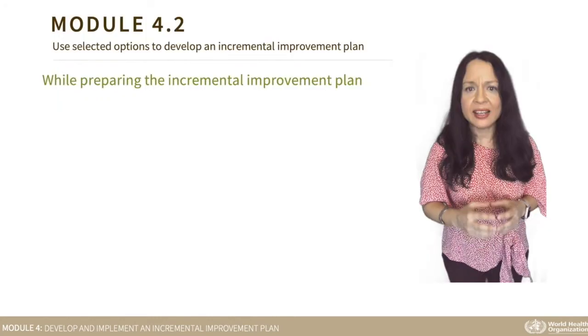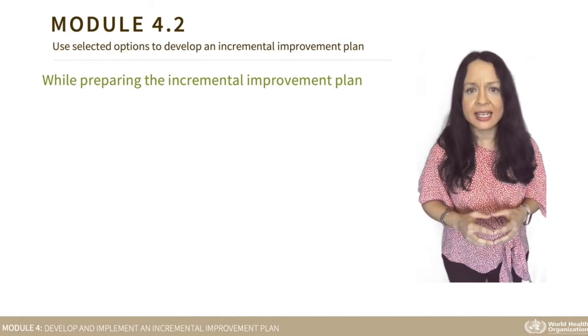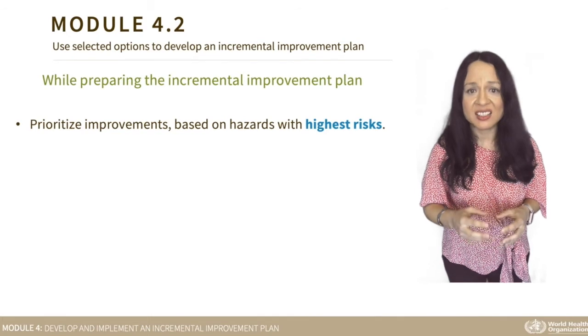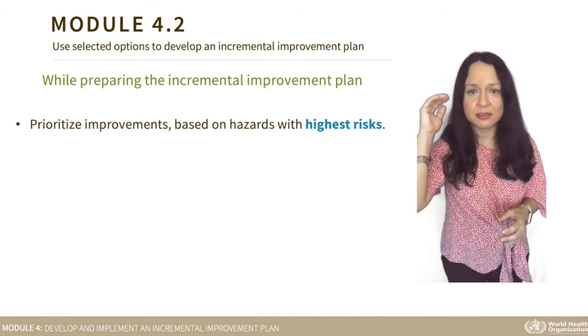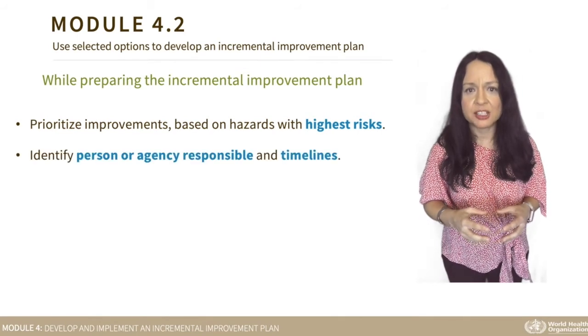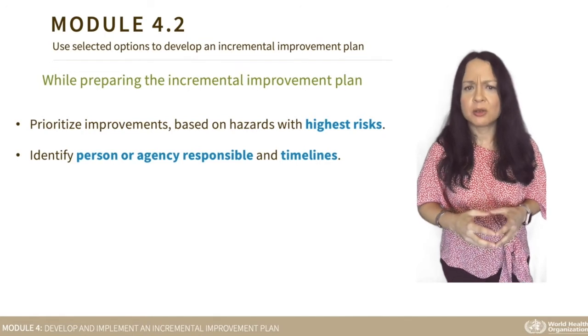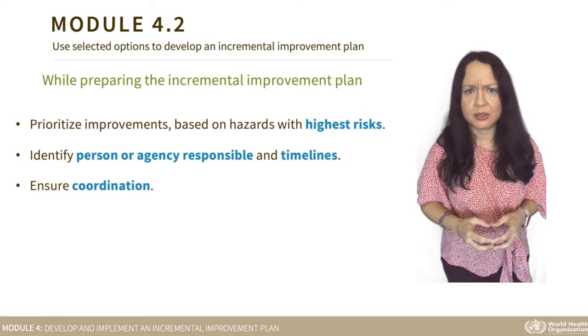While preparing the incremental improvement plan, you should prioritize improvements based on hazards with the highest risks. Identify the person or agency responsible and all the timelines. You also should ensure coordination.